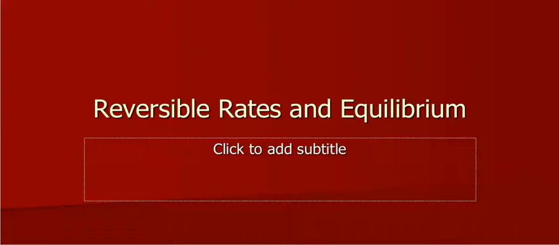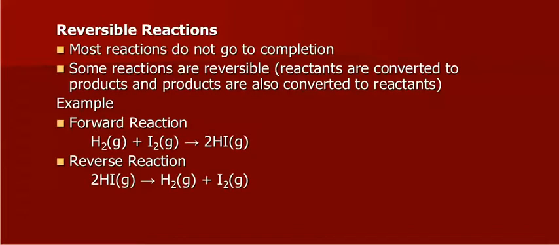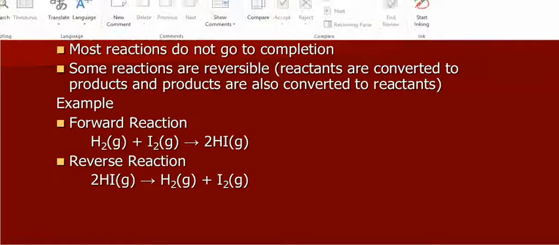Reversible rates and equilibrium. Most reactions do not go to completion. They are reversible, which means reactants form products, but products also form reactants. So let's look at this example. The forward reaction, H2 plus I2 forms 2HI, and the reverse reaction is 2HI decomposes into H2 and I2.